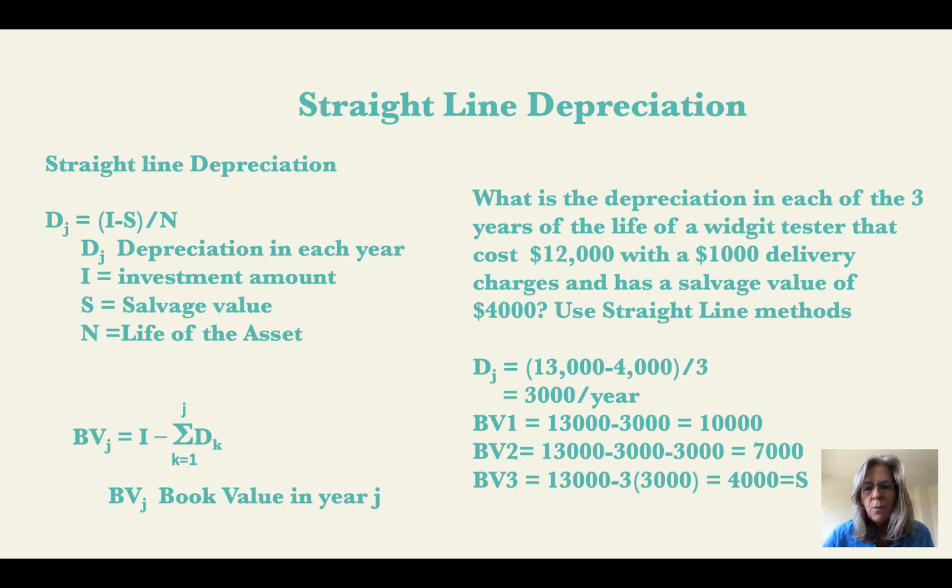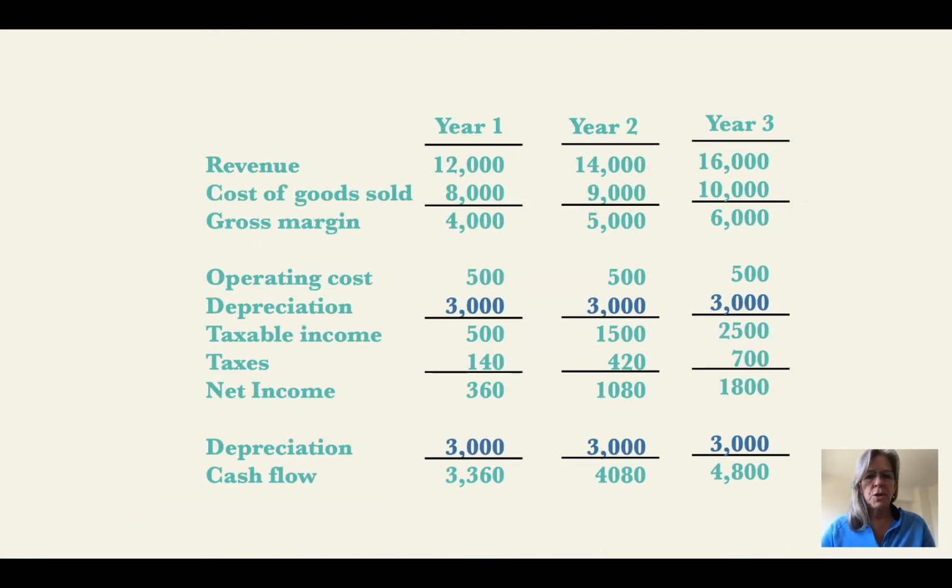So this is how we calculate both depreciation and book value at any point in time. And so you can see the depreciation is laid out in each of the 3 years. So if you just look at the first year, we have gross margin of $4,000, operating expense of $500, and then we have depreciation that comes out of that. So it would be $4,000 minus $500 minus $3,000 means taxable income is now $500. And if we use a 28% tax rate, net income is $360.